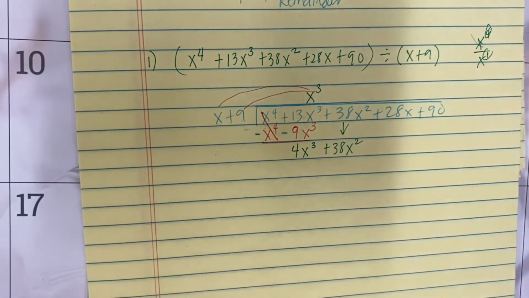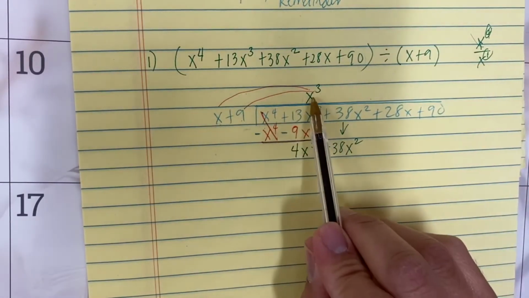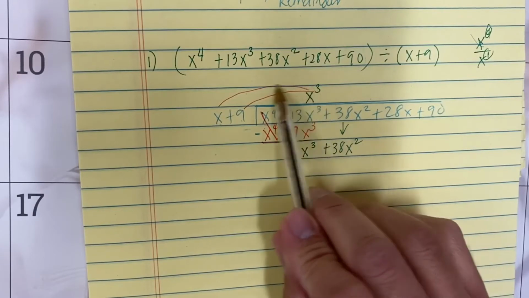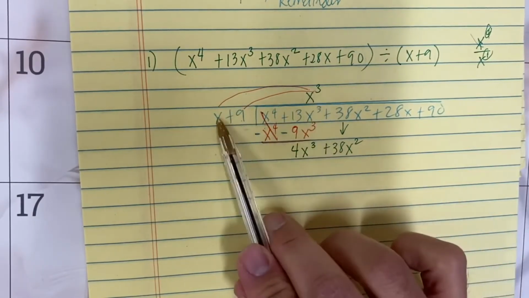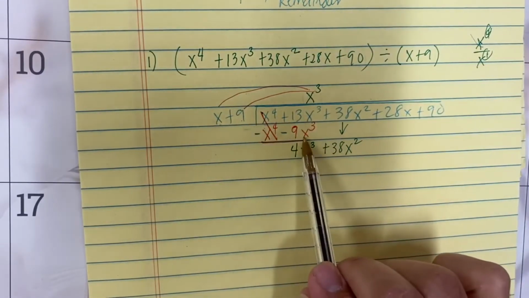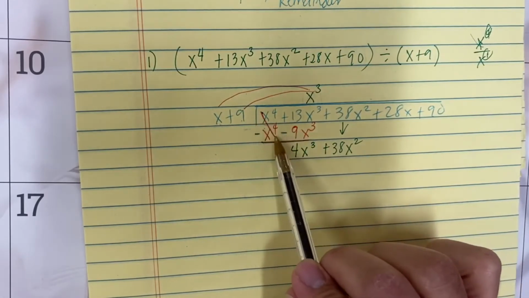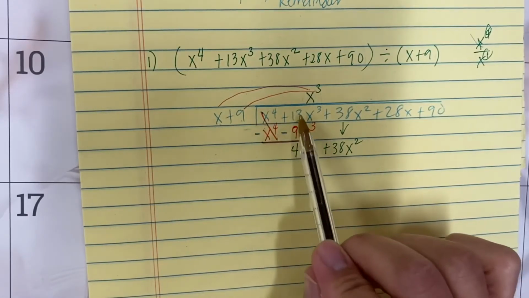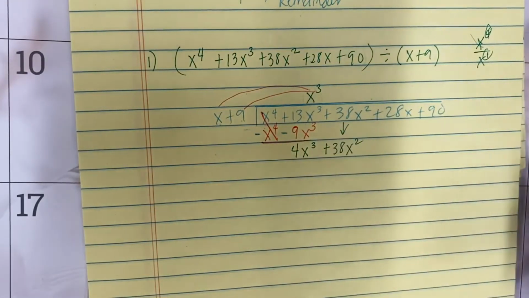So again, what have we done? We divide x to the 4th by x. You put x cubed, then multiply the x cubed here and there. We write them over here. x cubed times x is positive x to the 4th. x cubed times 9 is positive 9x cubed. But after you write them down, you flip their signs. Then you add them. This cancels to 0. 13 minus 9 is 4. Drop this down. So you just have to repeat the steps and get familiar with it.